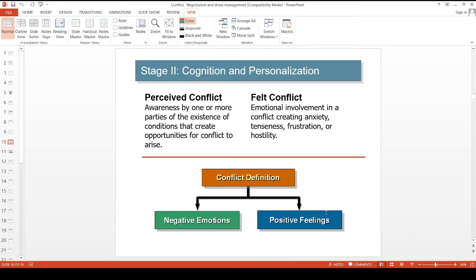Then the second type, that is the felt conflict. That is the emotional involvement in a conflict, creating anxiety, tenseness, frustration or hostility. So that is the real conflict which is personalized when it is felt, and when the individuals become emotionally involved in this particular sort of conflict. So at this stage they will have to define the different settlements about this particular conflict.